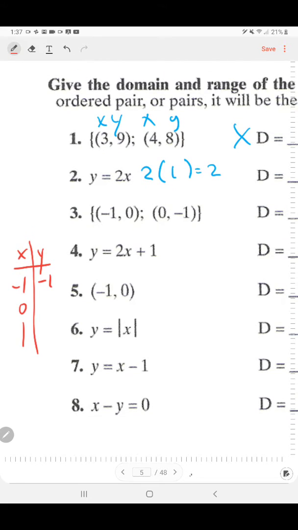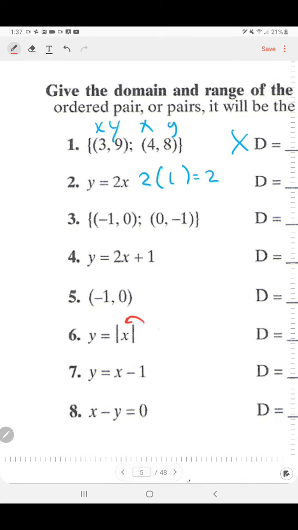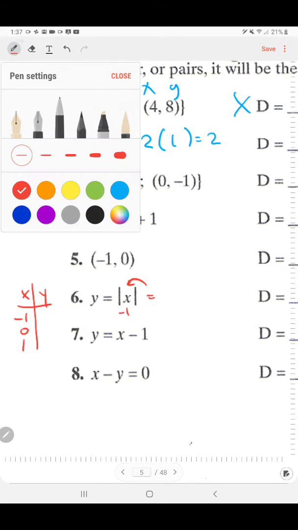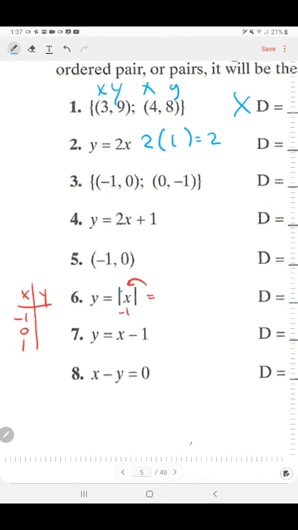For number 6, since it's absolute value, the answer is always going to be positive. So again, we're still going to use -1, 0, and 1. But if you plug in -1 or any negative number, the rule is the bars drop and so does the negative sign. So it becomes +1. And then if you plug in a positive number, then it's going to stay positive.